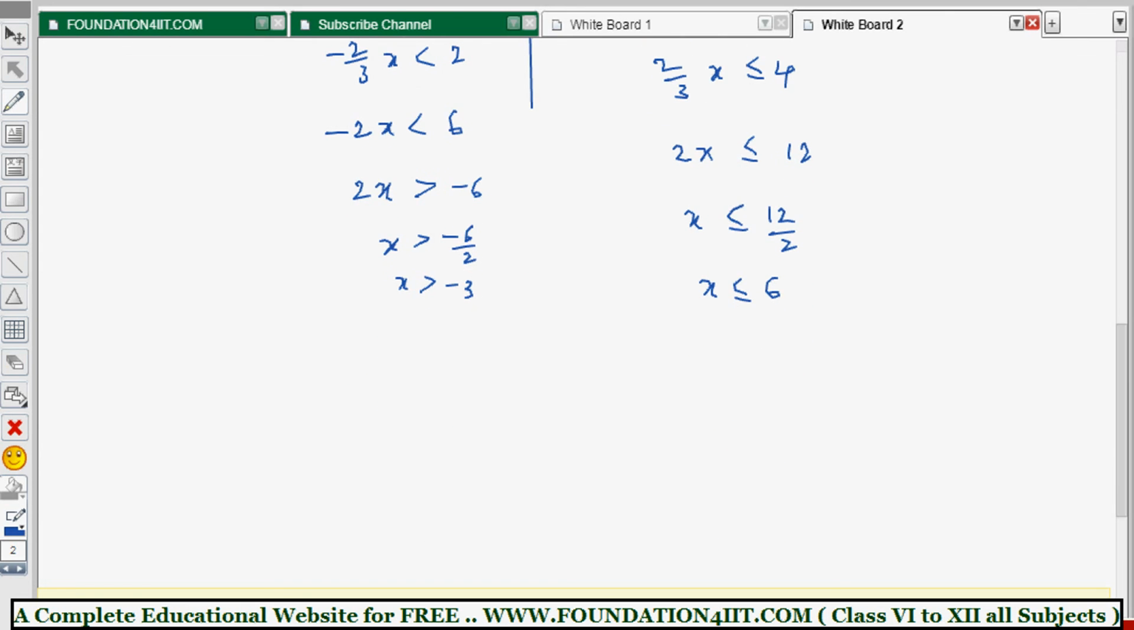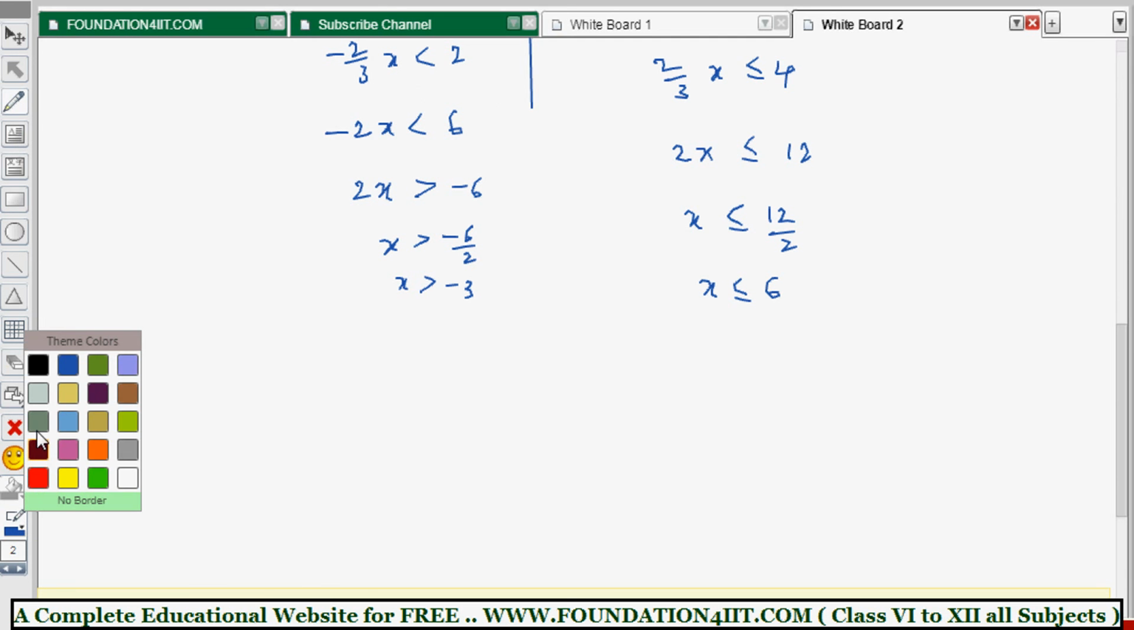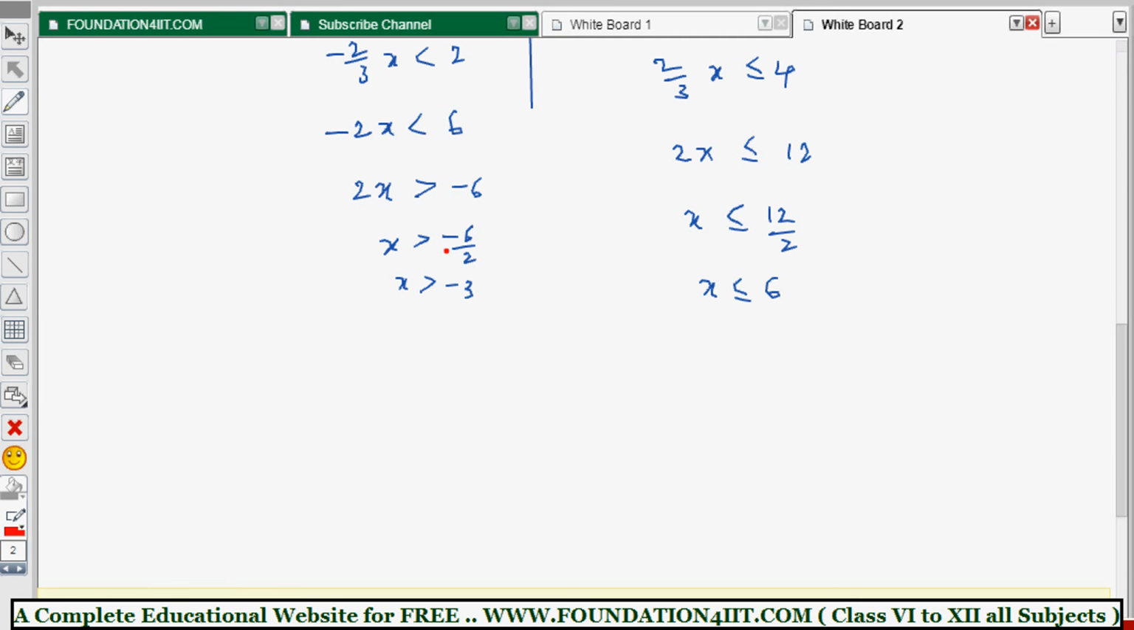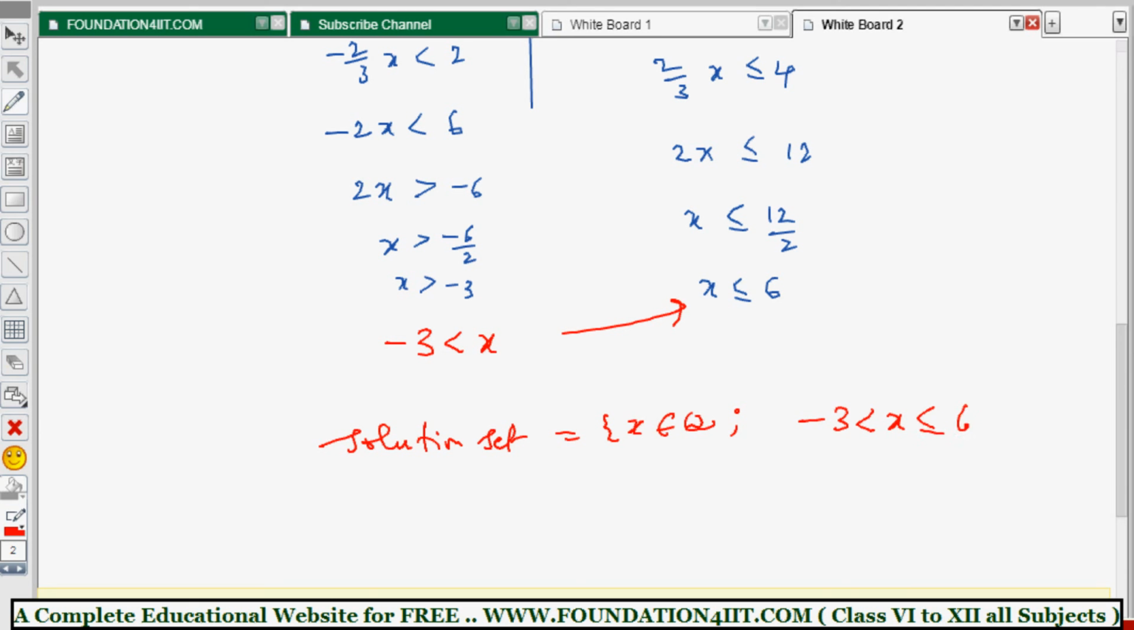So one you can change. Whenever you are getting like this, you can change one. x is greater than minus 3. That means minus 3 is less than x. Then you can continue with this. So we can write the solution set like this, because one number should be left. Now the solution set is x belongs to rational numbers, and minus 3 less than x and x is less than or equal to 6. So these two combined.